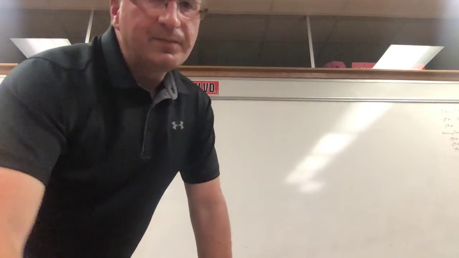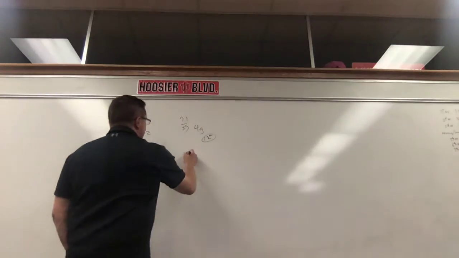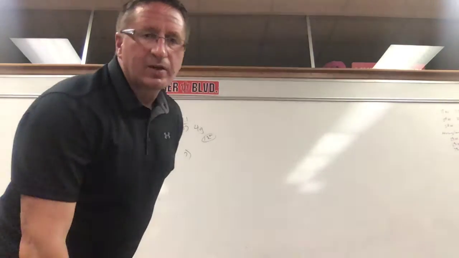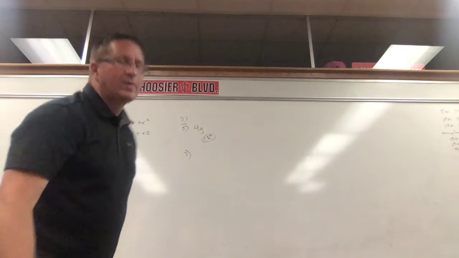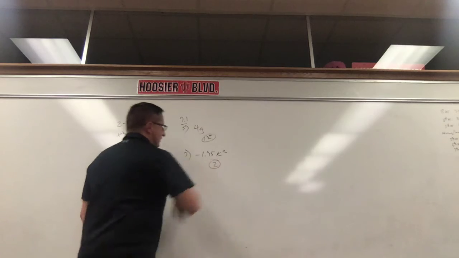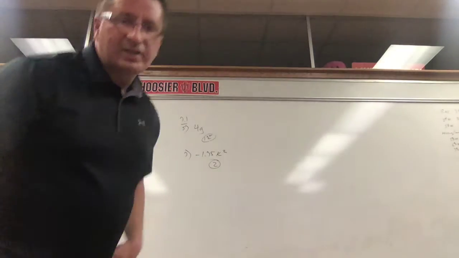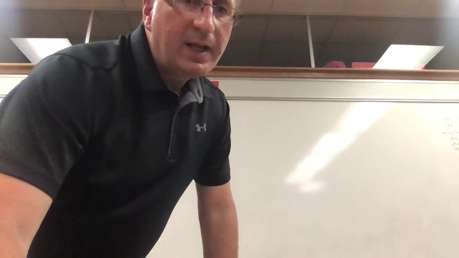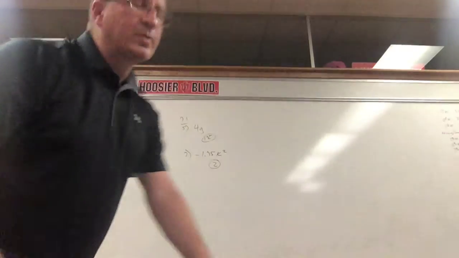Question number 7, okay? Again, knocking out some real simple ones. They give us, again, only one term, negative 1.75k squared. This is second degree, degree 2. The highest exponent is a 2, okay? This is a little bit tricky, okay?